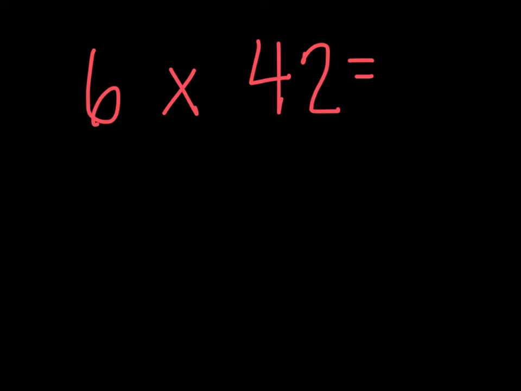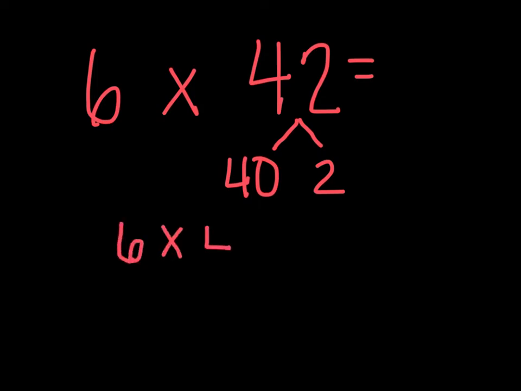So what you want to do first is think about the expanded notation. Expanded notation, if you remember from place value, is where you take a number and you pull it apart into its place values. So if I was going to pull 42 apart, it would be 40 and 2. So now all we're doing is we're multiplying 6 times 40 and 6 times 2. We've broken that whole problem down.